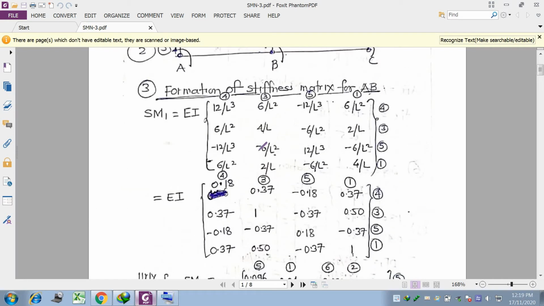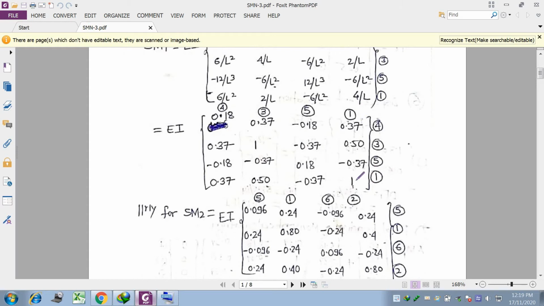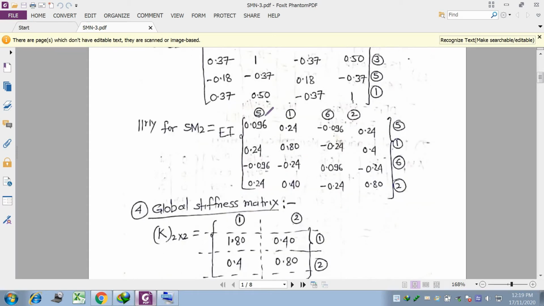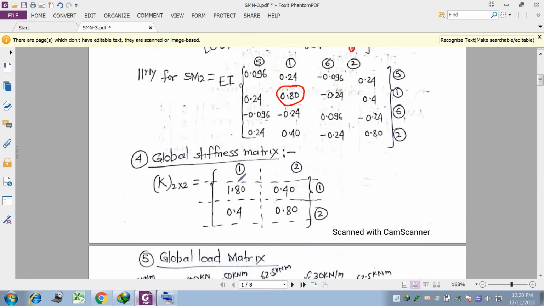So let us see 1, 1. If you see SM1, 1, 1 is there. Yes, 1, 1 is there, and the value is 1. And from the second matrix, 1, 1 is there. Yes, 0.8. So 1 plus 0.8. This is 1 and this is 0.8. So it becomes 1.80, which I have written as 1.8.